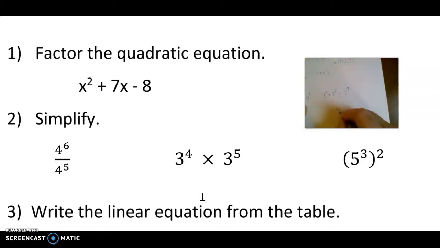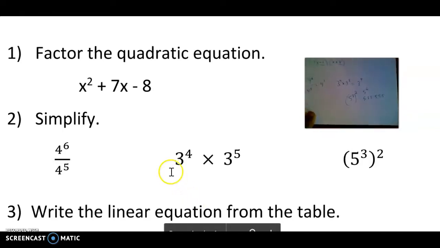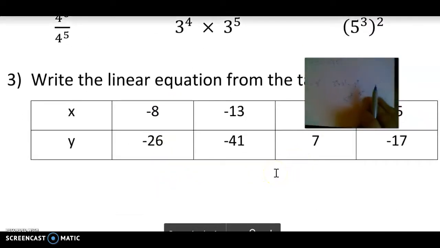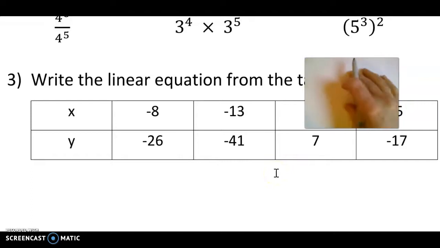And the last one is grouping. 5 to the 3rd raised to the 2nd power means you have 5 to the 3rd, but you have two groups of them. So you have another group of 5 to the 3rd, which is 5 to the 6th, or your shortcut, multiply the exponents. And the last one, write the linear equation from the table.